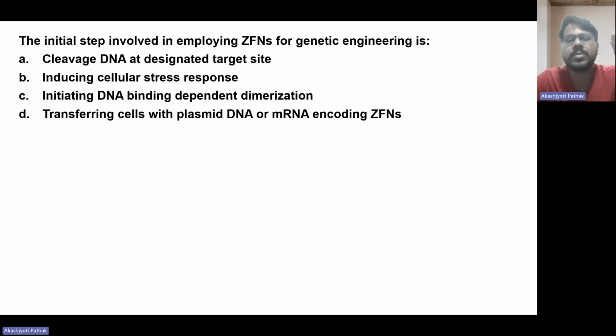So first for all of this, what is required? The first requirement is that your gene is getting expressed to produce that particular protein, which is the zinc finger nuclease. So you have to transfect the cells with plasmid DNA or mRNA encoding zinc finger nucleases. Okay.